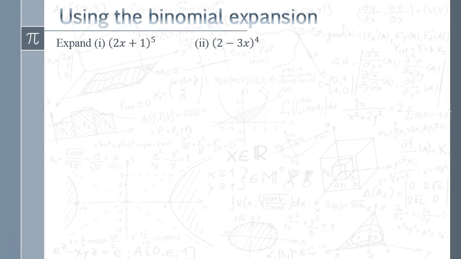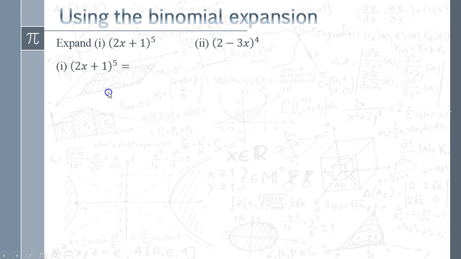The first one, we've got 2x plus 1 all to the power 5, and we've got 2 minus 3x all to the power 4. So for the first one, if you remember from the previous video, each term in the expansion will have three parts. It will have a binomial coefficient, it will have decreasing powers of x, or the term at the front, which is this one here, and increasing powers of y, which in this particular case is that one there, which is just 1.